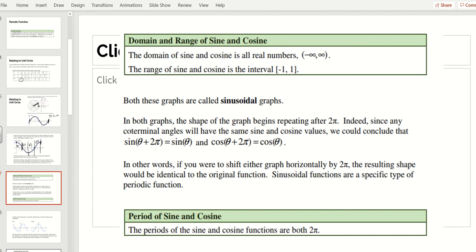And so let's talk about this graph and how it will begin repeating after 2 pi. Because of the coterminal angles having the same location on the unit circle, the x and y coordinates will be the same. So my cosine graph and sine graph will continue to repeat every 2 pi. And we call that a period. There's one full rotation. So the periods of the sine and cosine graph are both 2 pi.